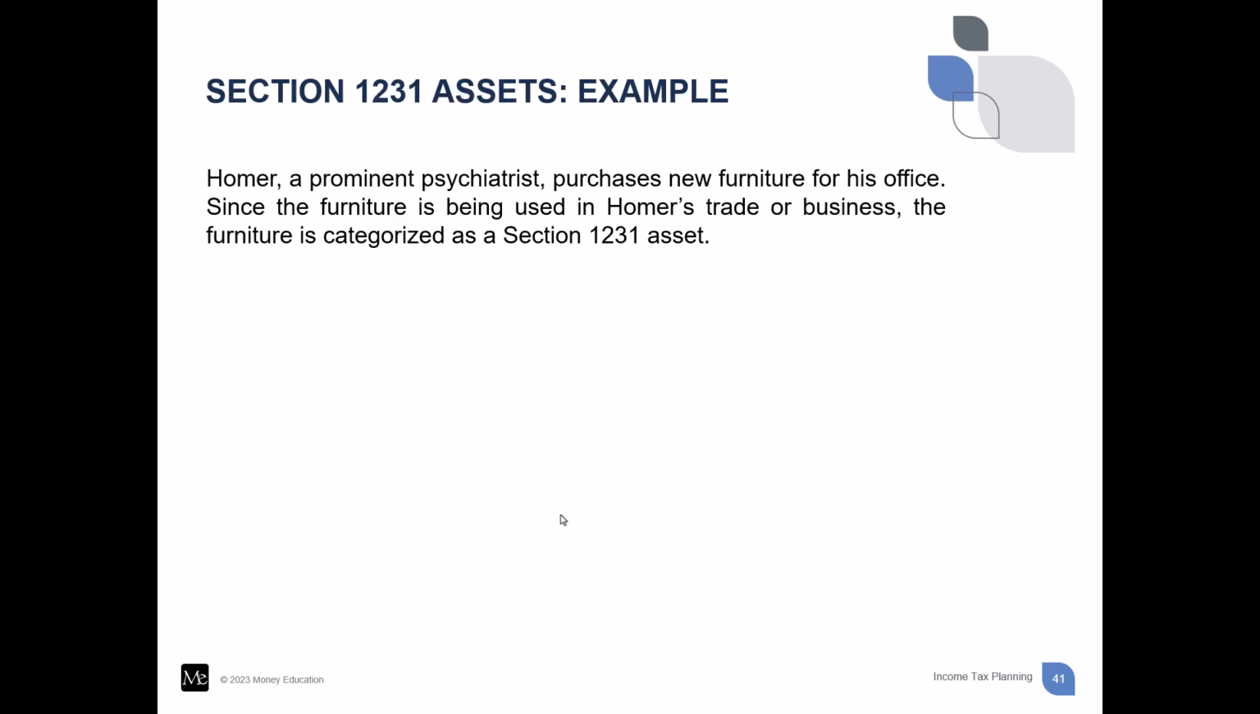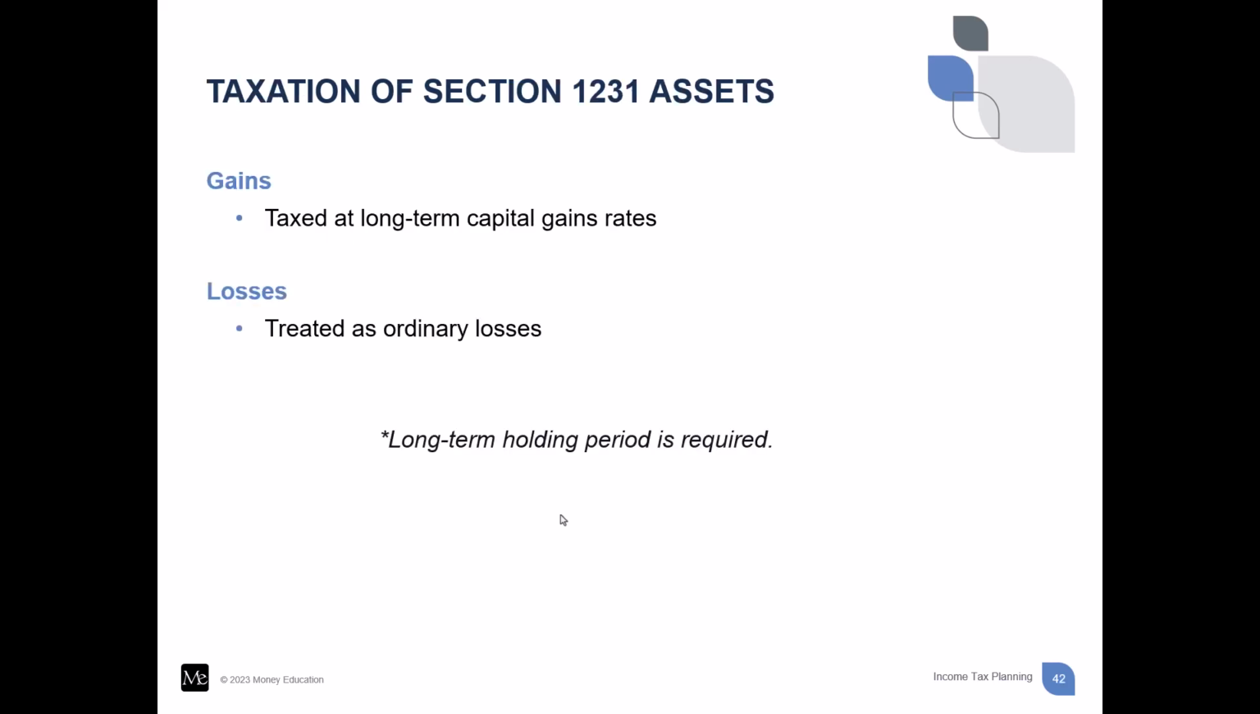Homer, a prominent psychiatrist, purchased new furniture for his office. Since the furniture is being used in the trade or business, it's categorized as a Section 1231 asset. Gains are taxed at a long-term capital rate, but because it's 1231, losses are treated as ordinary. Long-term holding is required for Section 1231 assets.